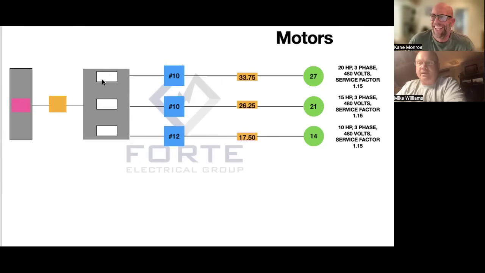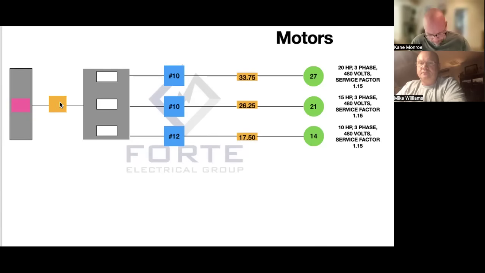So this fuse right here in this main motor control center, you would put a 50 amp fuse in here to protect this motor. The same with the middle one, and the same with the bottom one. And that's step 4.